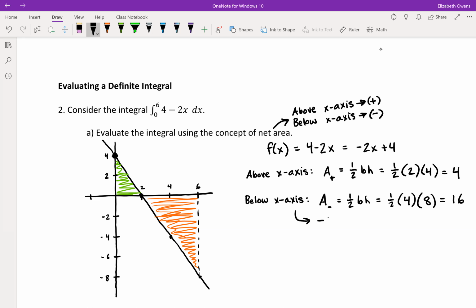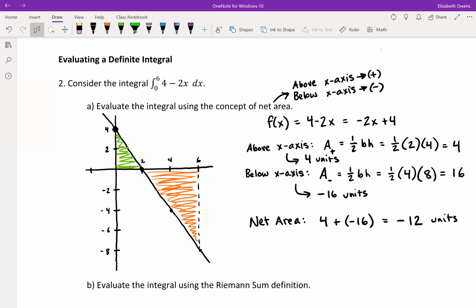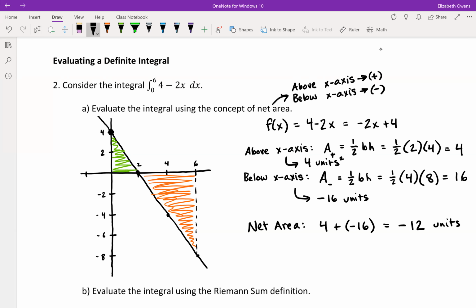Okay, so -16 units. And then we're getting +4 units right here. So the net area is going to be 4 units plus that negative 16 units. And so we're going to get negative 12 units of net area. I guess these would be units squared, I suppose. Units squared, since we are talking about area. It gets a little funky to think about it that way.